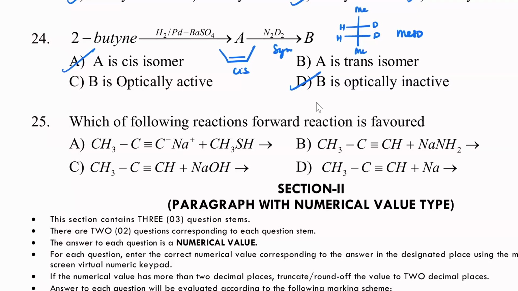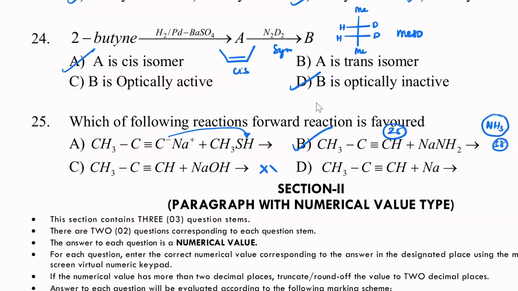25. Which of the following reactions, forward reaction is favorable? C minus can take H plus from here. Because this alcohol is more acidic than this one, the reaction is feasible. The second reaction is also feasible, because NH2 minus will be taking H plus. It will give ammonia, and ammonia pK value is 38, which is feasible, and alkynes are generally 25.